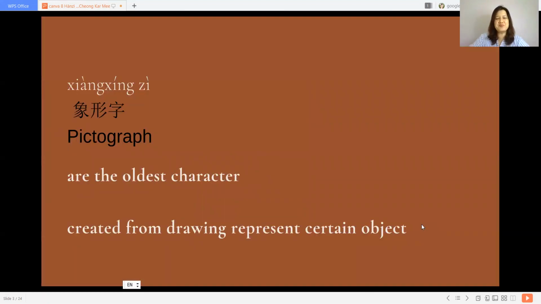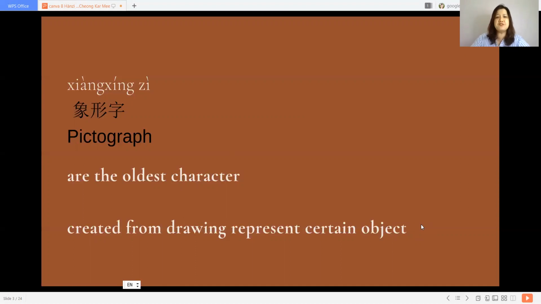The first one is called 象形字. Again, 象形字, which means pictograph, but some people call it pictogram. The concept is simple: people imitate the objects, and from that imitation they try to create equivalent words to represent them. Pictograph is the oldest Chinese character amongst the other methods.